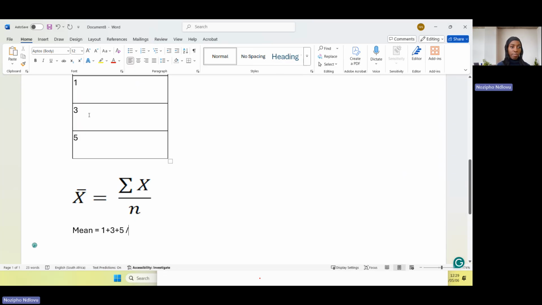So how many x values do we have here? 1, 2, and then 3. That is where you have that 3. So your mean will be equal to 1 plus 3 plus 5. Then you can take your calculator. 1 plus 3 is 4, plus 5, you have your 9. Then you divide that by 3. 9 divided by 3 is 3. So that is our mean.